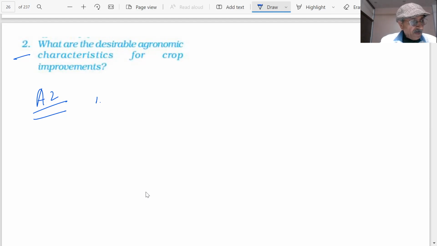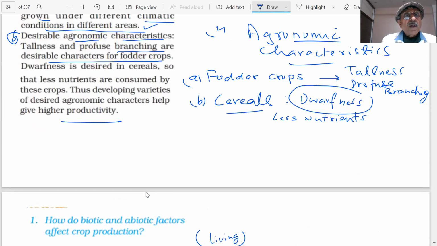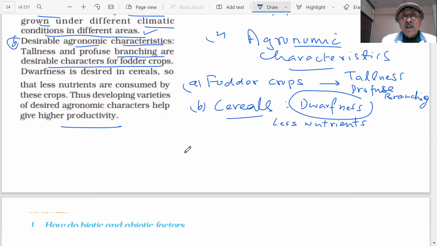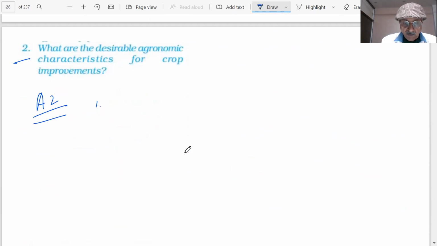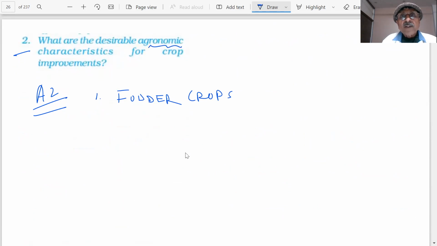व्हिच क्रॉप्स वी सेड? यहाँ पे अभी हमने लिखा था डिजायरेबल, ये क्या लिखा हुआ है? फॉडर क्रॉप्स जो होती हैं, व्हाट इज रिक्वायर्ड इन देम? डिपेंड्स ऑन द टाइप ऑफ क्रॉप्स आल्सो. फॉडर क्रॉप्स जो होती हैं उनमें क्या चाहिए? व्हाट आर द डिजायर्ड एग्रोनॉमिक कैरेक्टरिस्टिक्स? एग्रोनॉमिक, ठीक है, डिजायरेबल कह रहा हूं, कैरेक्टरिस्टिक्स बताइए क्या लिखवाएं?